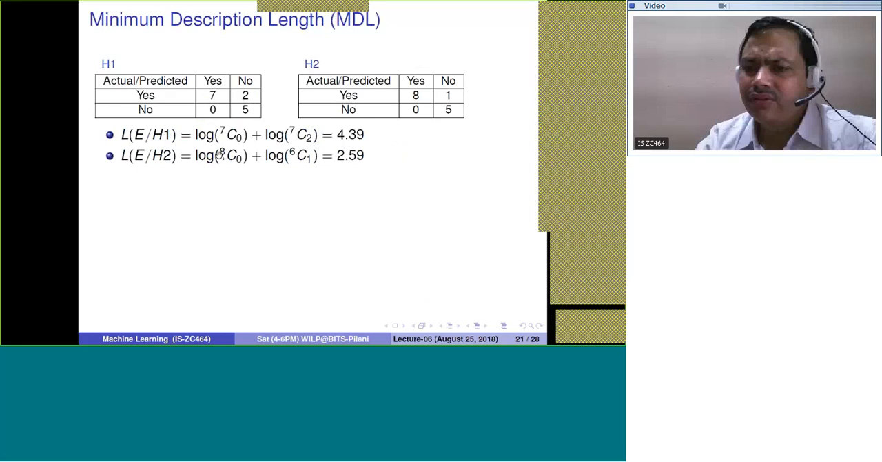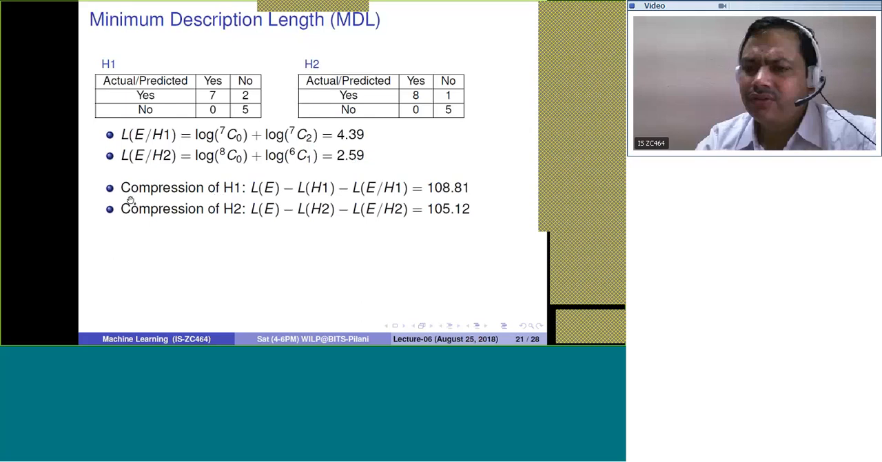But for places where it is no, you would be telling one place. Out of 6 places where the algorithm says no, you would be putting for one place there is an error. So 6C1 possibilities, you take the log of that. So therefore the length of the error exception is going to be 4.39 and the length of the exception here is going to be 2.59. Okay.